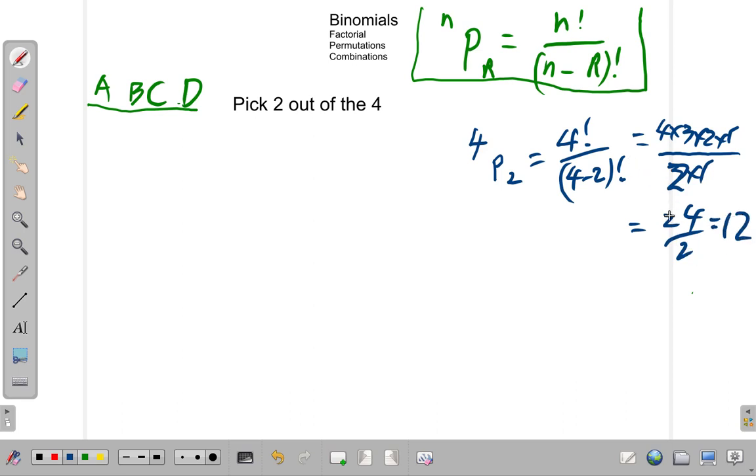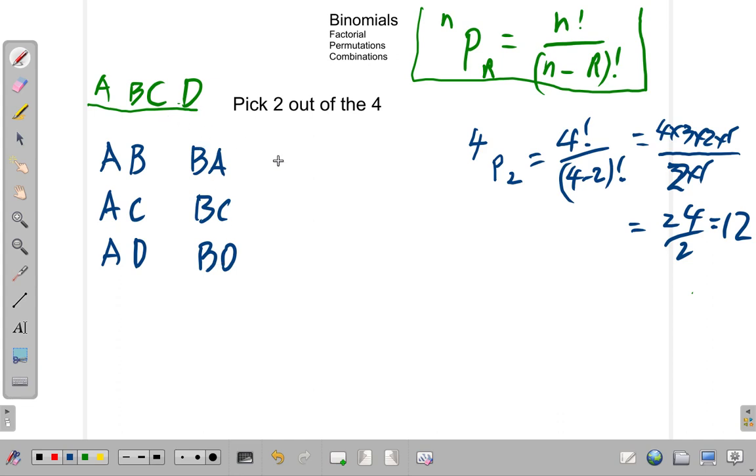Is this really going to work? Will it be 12? Let's see. We're going to choose only 2 letters out of the 4 and arrange them. Let's say we choose A. What's the next letter we choose? It could be B, or we could choose A then C, or we could choose A then D. Alright, that's what happens when we choose A first. What about choosing B first? We could choose B then A, or B then C, or B then D. Okay, that's what happens when we choose B first.